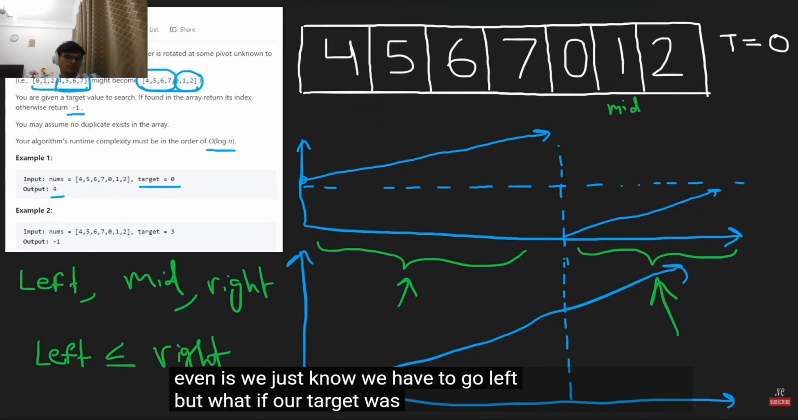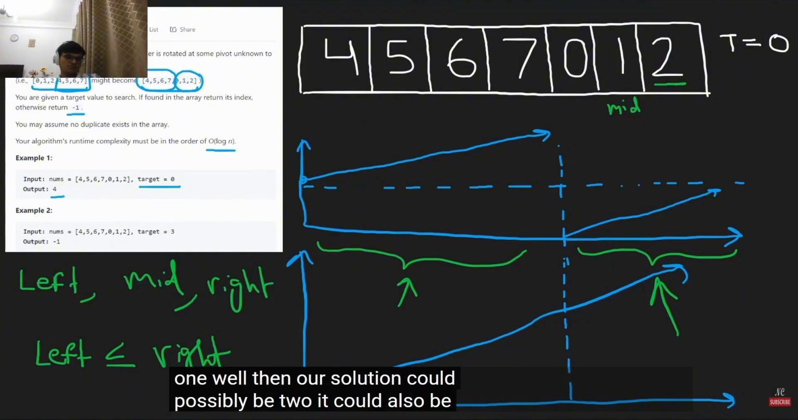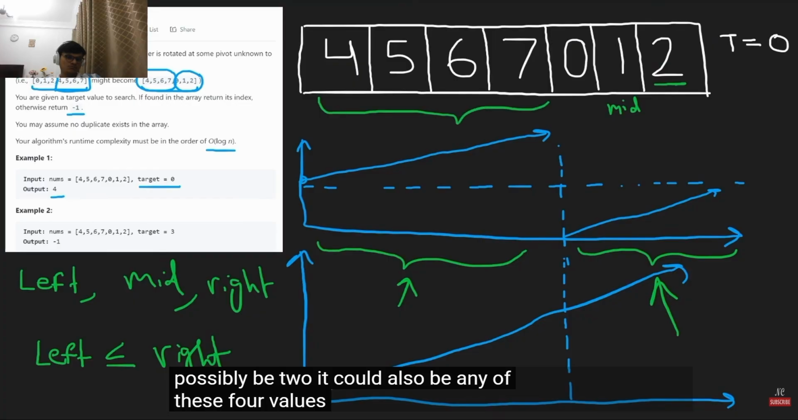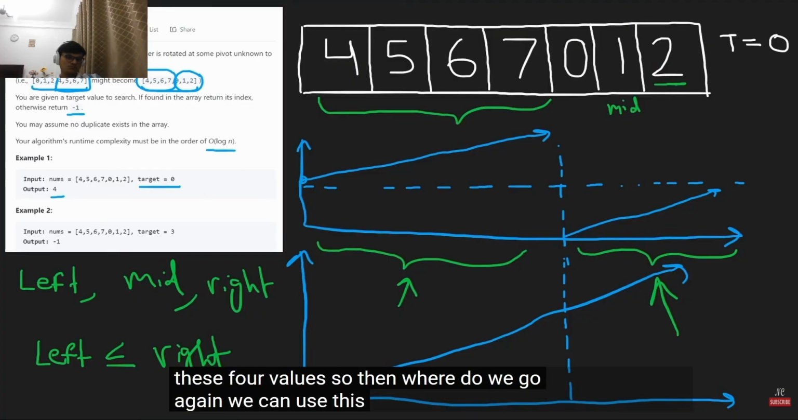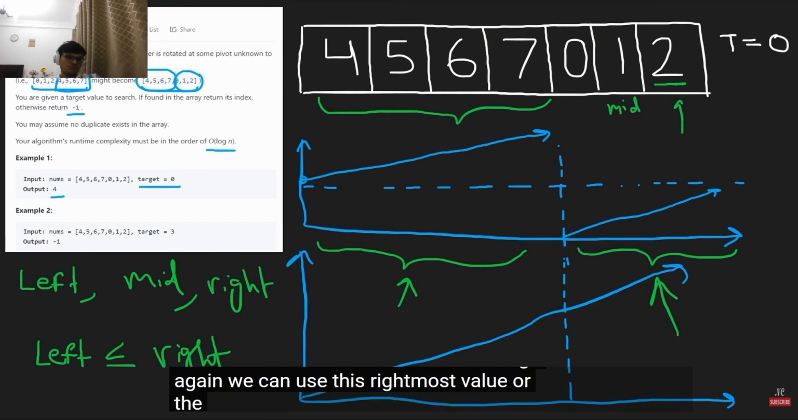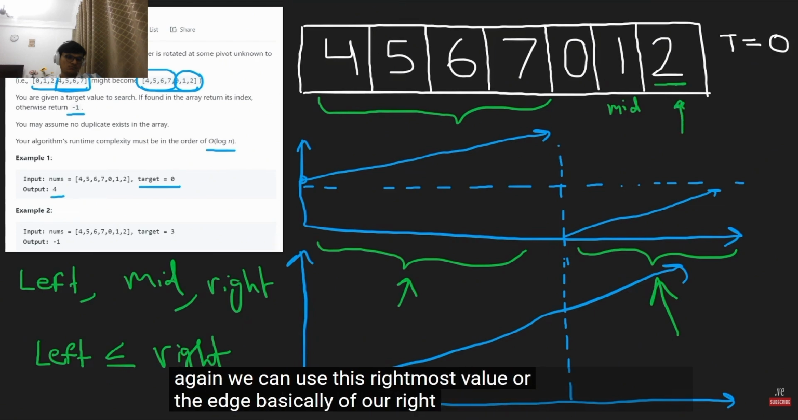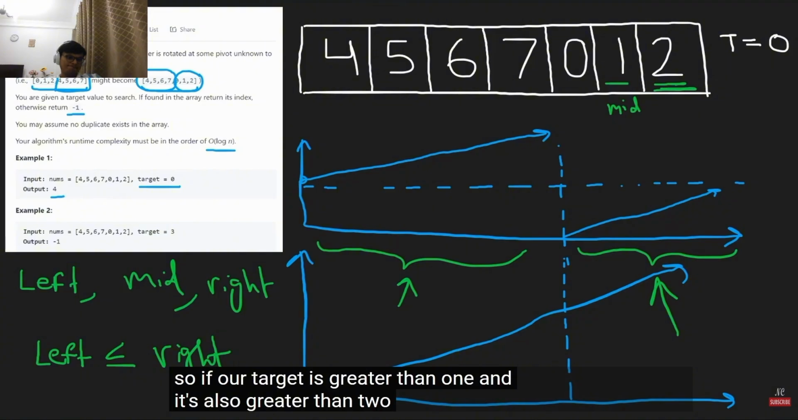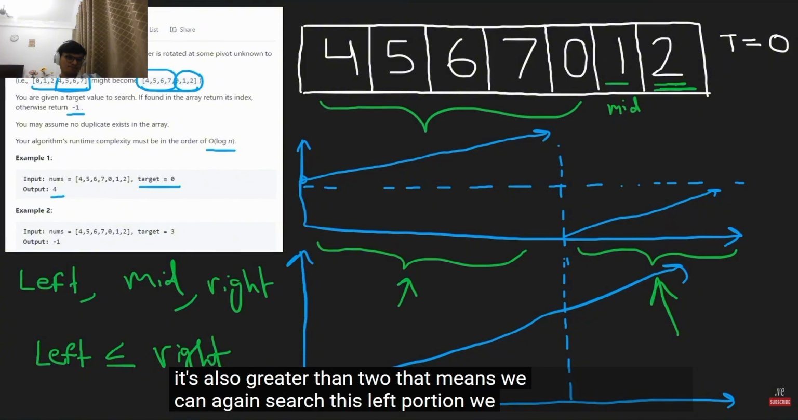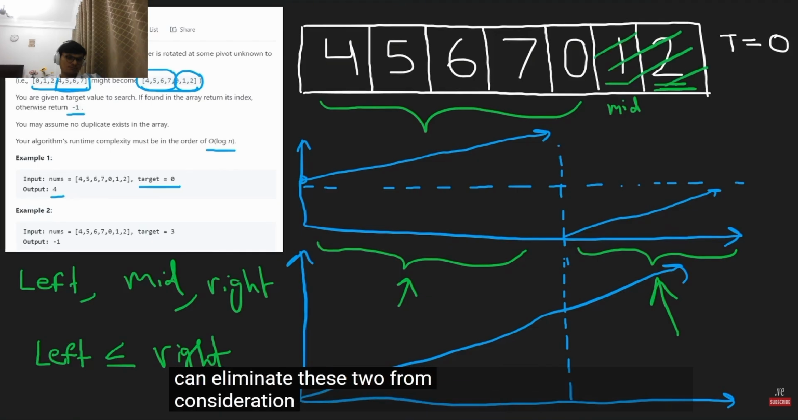But what if our target was greater than 1? Well, then our solution could possibly be 2. It could also be any of these 4 values. So then where do we go? Again, we can use this rightmost value, or the edge basically of our array, to our advantage. So if our target is greater than 1 and it's also greater than 2, that means we can again search this left portion. We can eliminate these 2 from consideration. But what if the opposite is true?